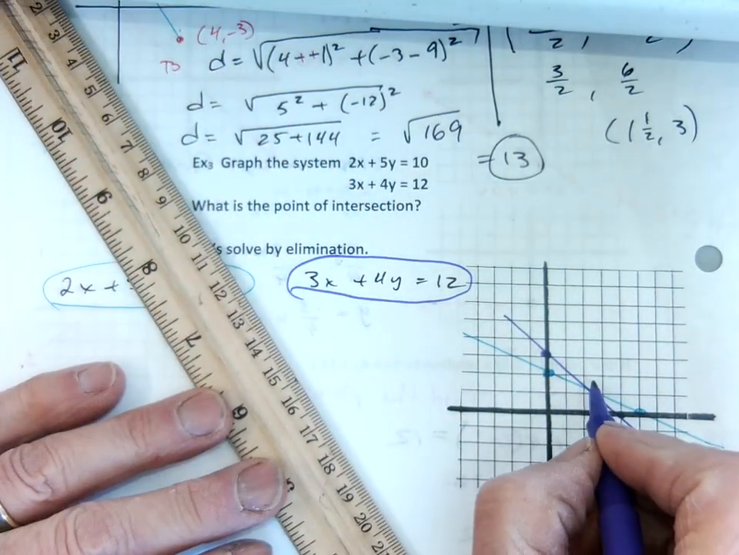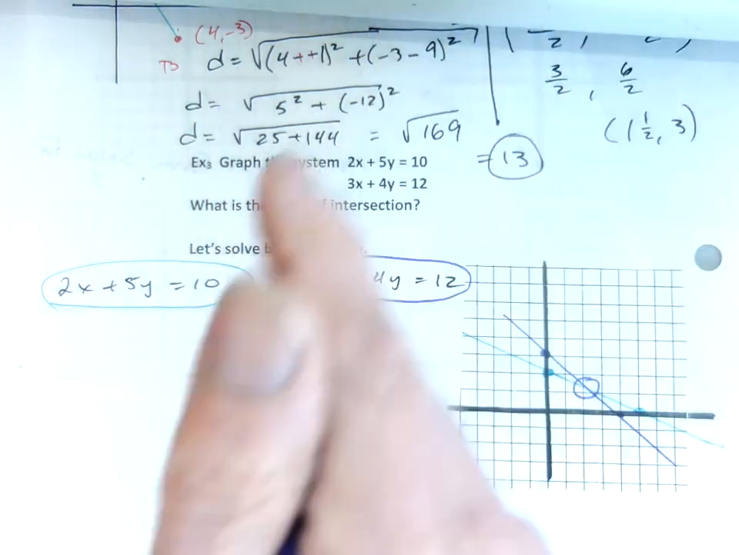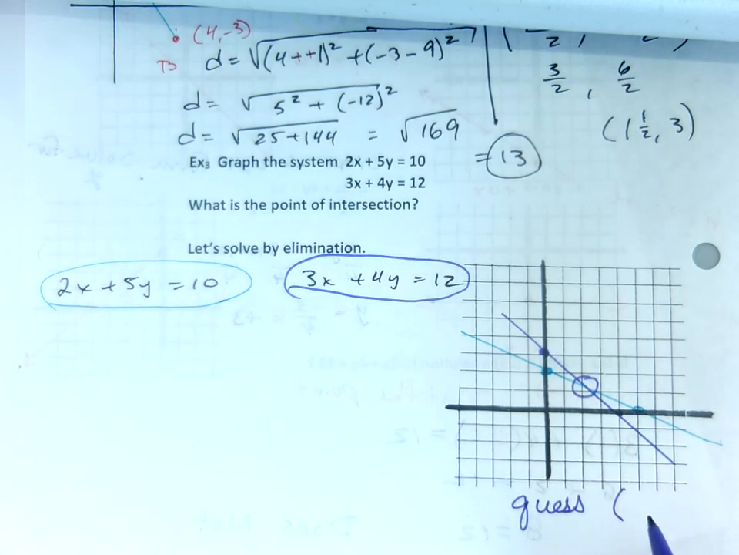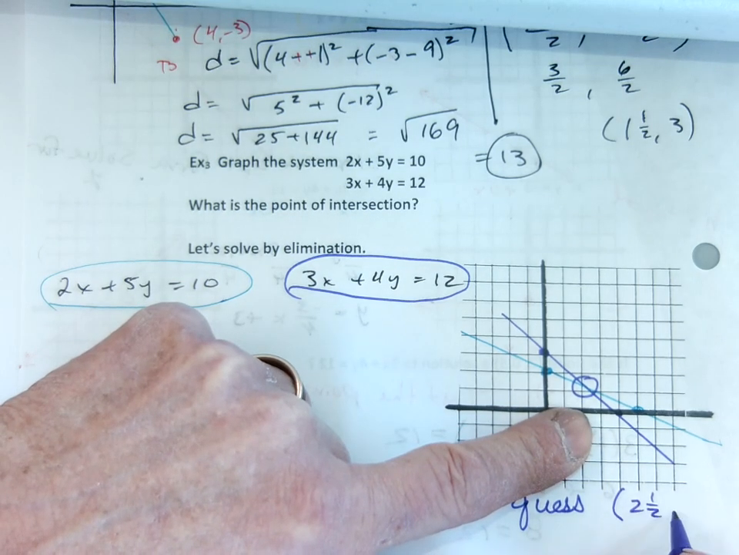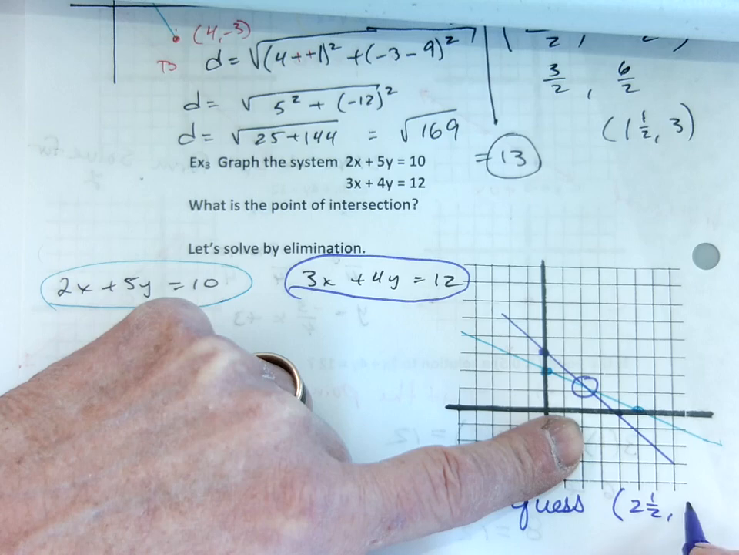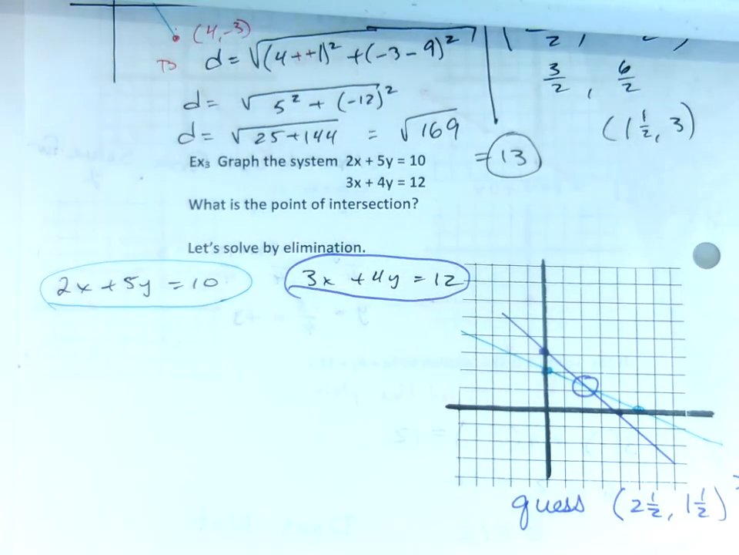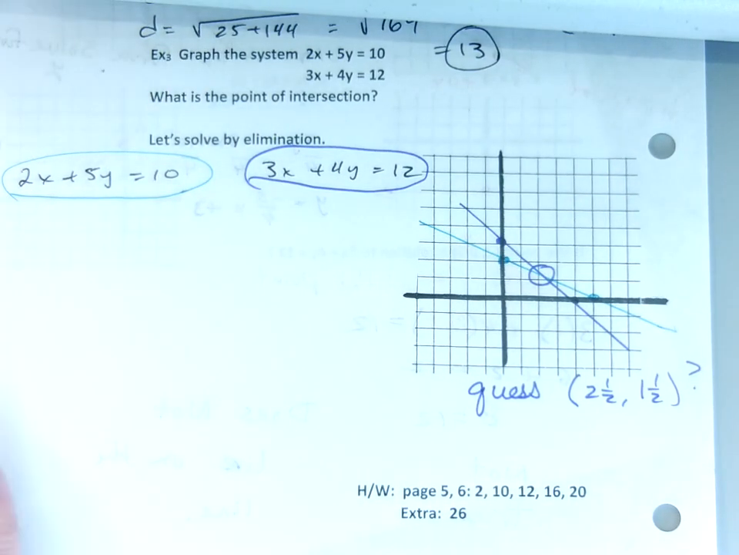the point of intersection, what we're looking for, is kind of hard to see. I could guess. And it looks like it might be about 2.5, maybe 1.5, maybe. It's not a bad guess. It's probably pretty close. But what if I need the exact answer?